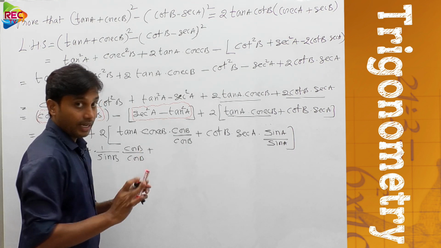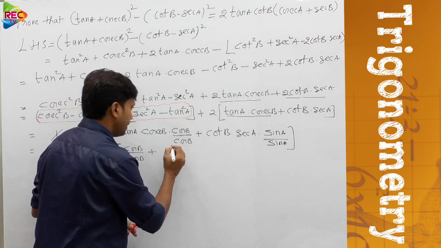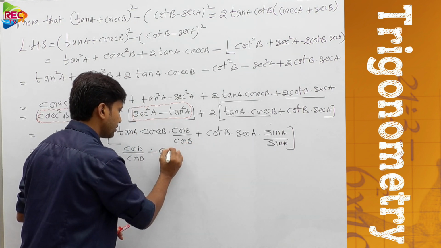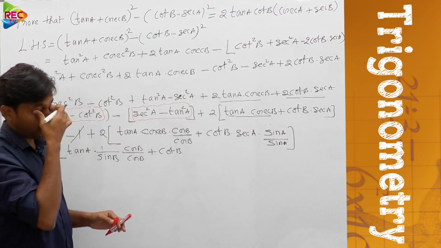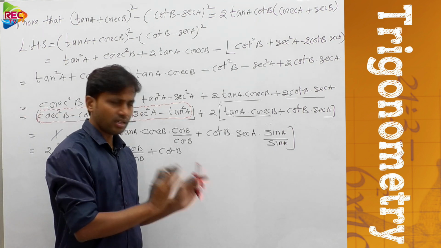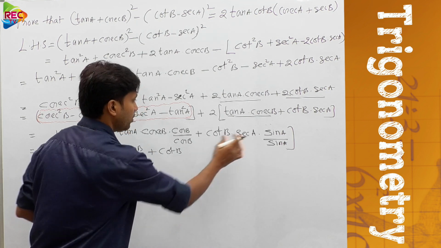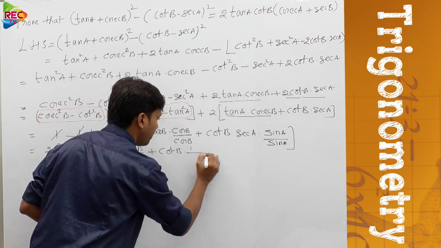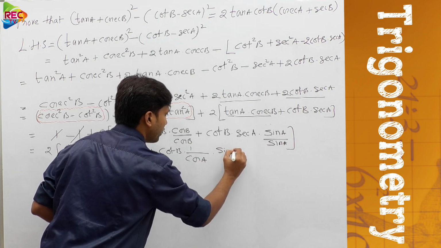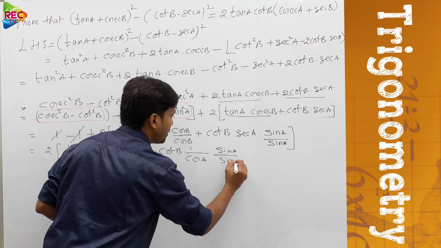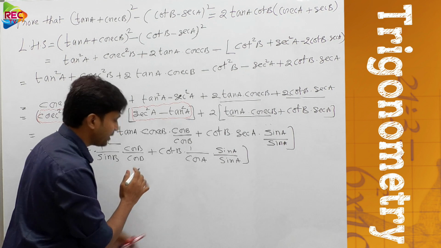Let us do the next arrangement also, just see. Similarly, here write the cot B as it is. Now, secant A can be written as 1 by cos A, or not? Why? Because cos A and secant A are reciprocals of each other, right? So, secant A can be written as 1 by cos A into sin A by sin A, which we took. Okay, right.